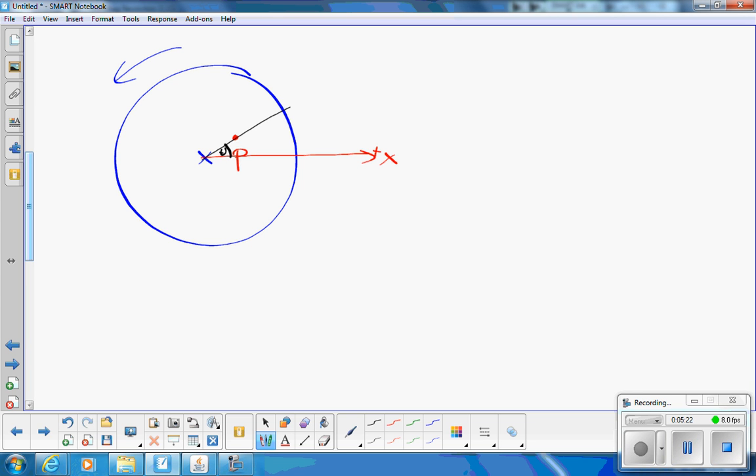And point P has, in so doing, what I want to do is relate how far it's traveled in terms of its angular position and how far it's traveled in terms of distance. So I'm also going to mark an arc here. This is getting a little bit cluttered.